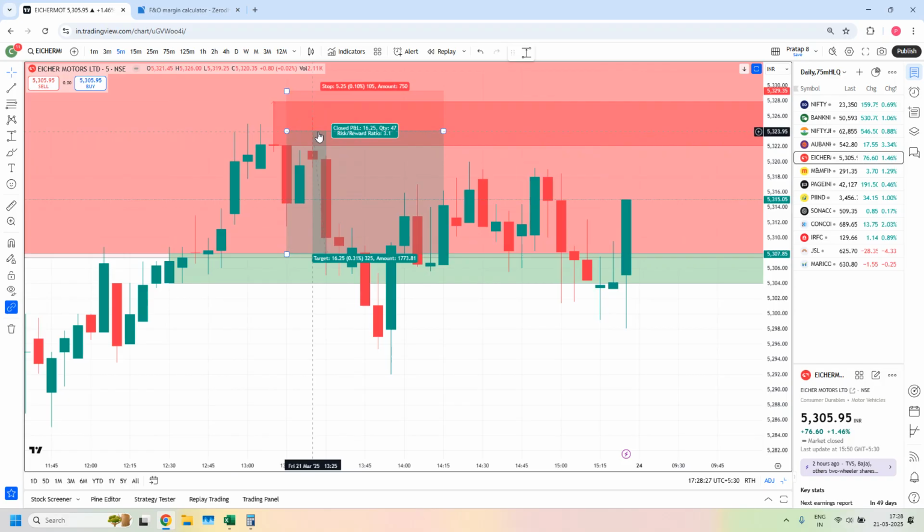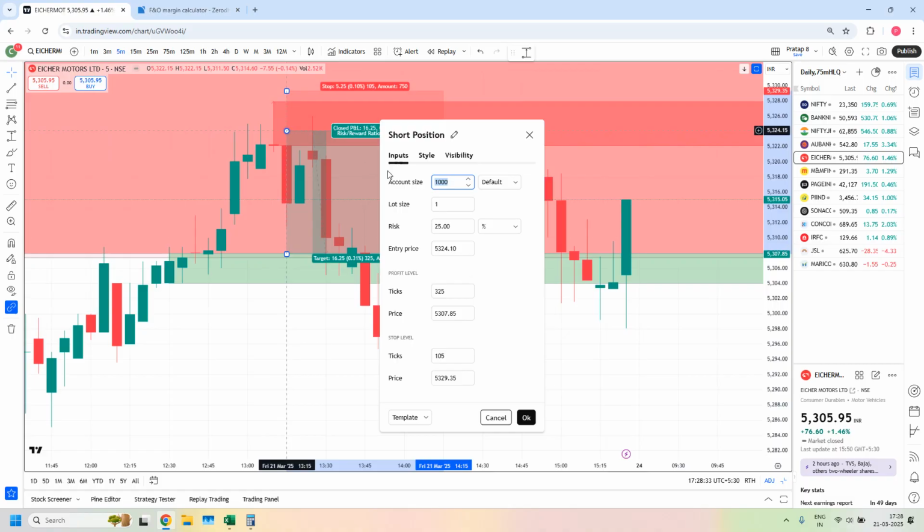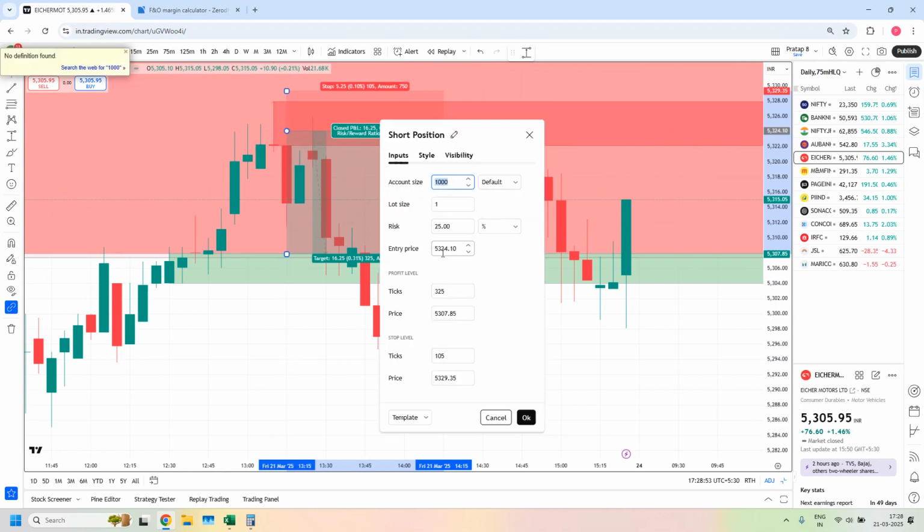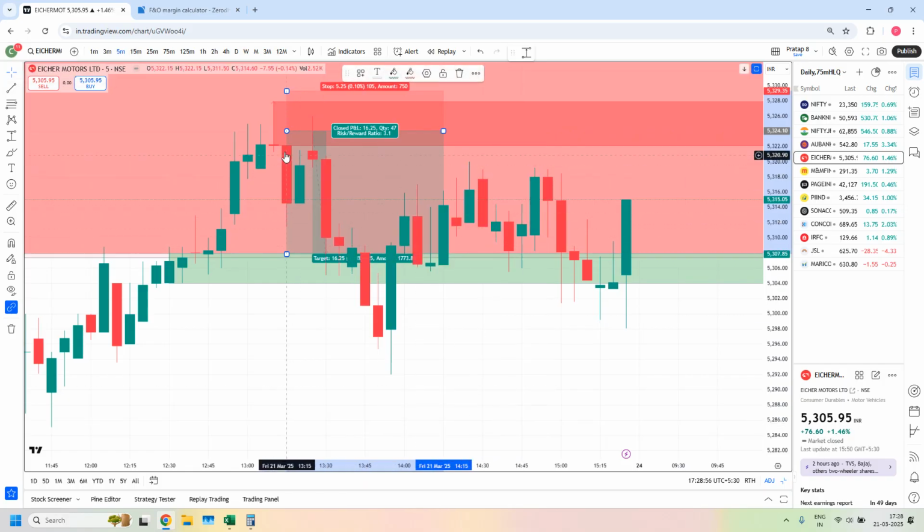Our entry is not the type 2 proximal, a little inside at this level. What is the value? Entry is 5324, 10 paisa. Instead of 5322, another 10 rupees inside we took the 5324, we took the trade. Another 12 rupees inside. So luckily price reached up to that level. If price did not reach, we would have missed this trade.